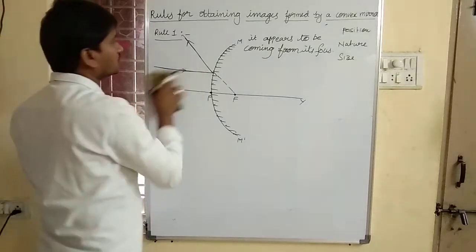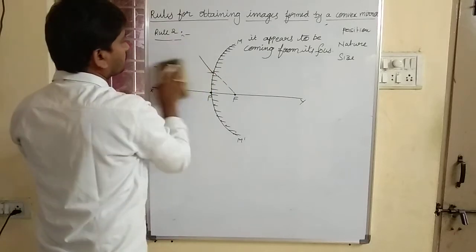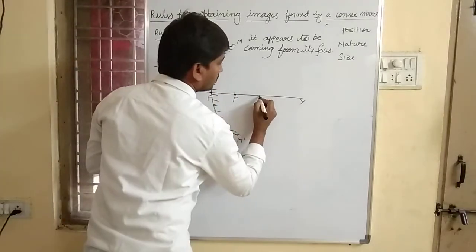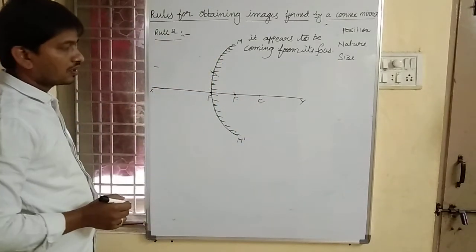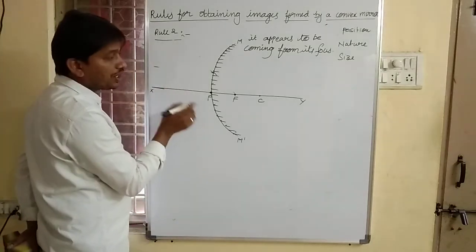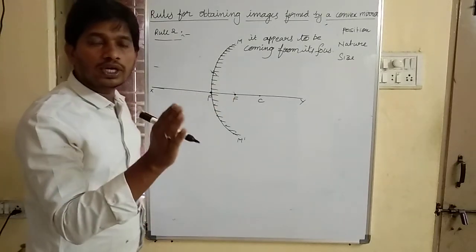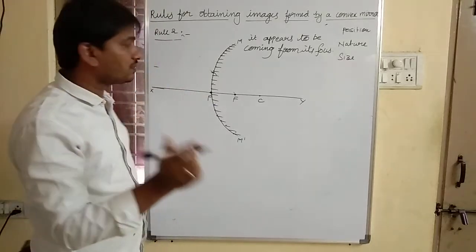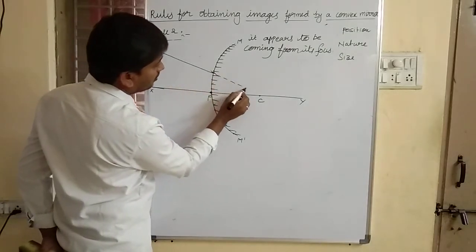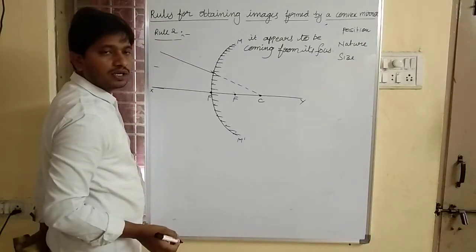And the second rule, what is our rule 2? This is my focus, this is my center of curvature. Rule number 2: if a ray of light is going towards the center of curvature of a convex mirror, see here, this is my ray of light going towards the center of curvature of a convex mirror.